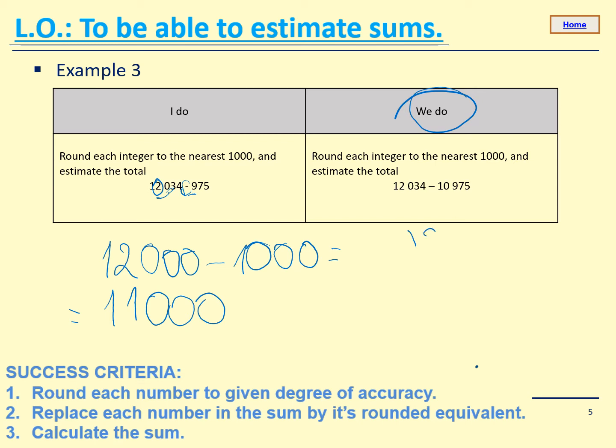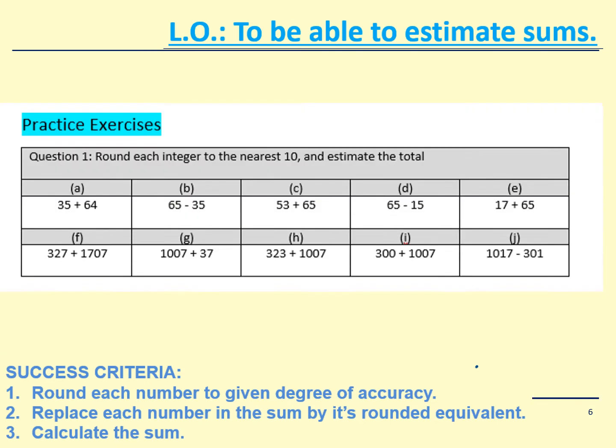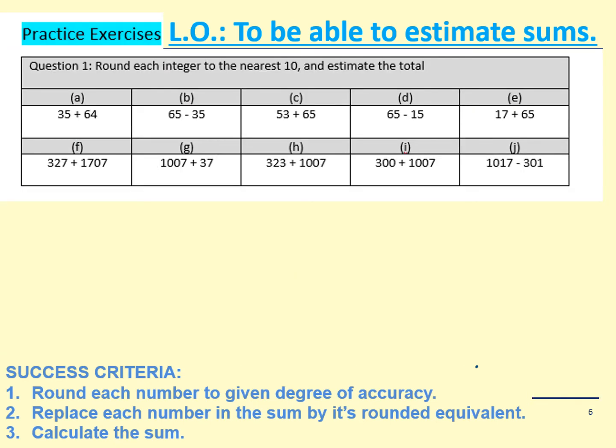You should have 12,000 take away 11,000. So this time, this sum estimated should be 1,000. If that's what you have, well done. Now have a go at these practice exercises. Pause this video for 6 minutes and attempt as many questions as you can.